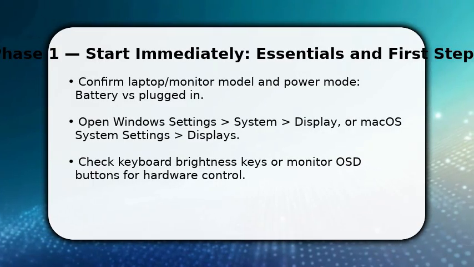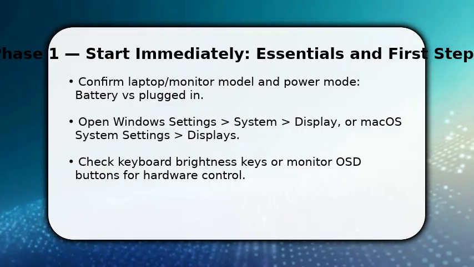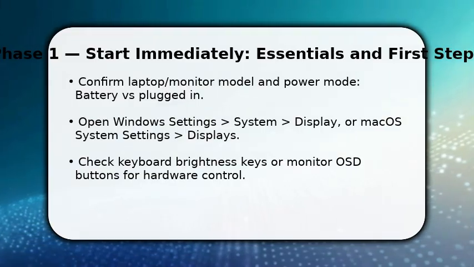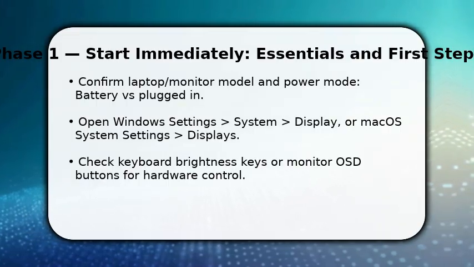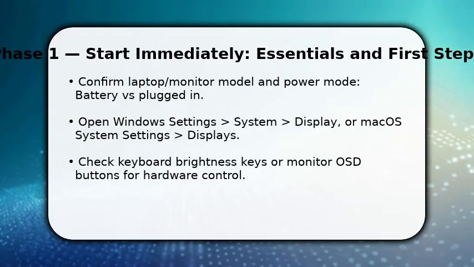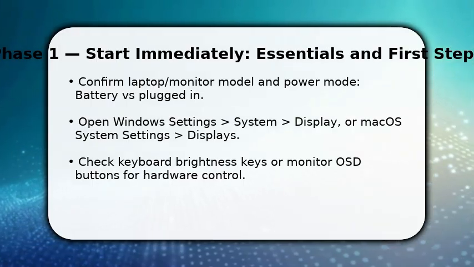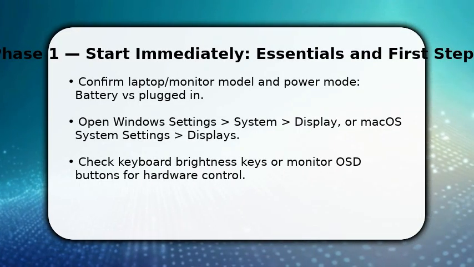You start by confirming device type and power state. This matters because brightness limits differ on battery. Open Settings now. On Windows, go to System Display. On Mac OS, open Displays. If you have a monitor with OSD buttons or a laptop keyboard with brightness keys, locate them.